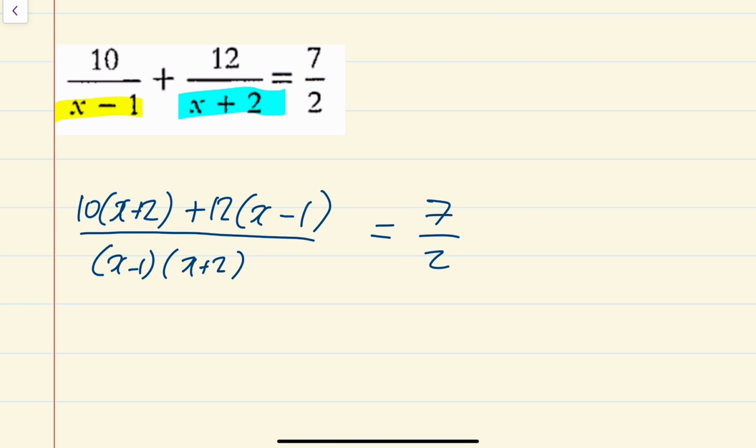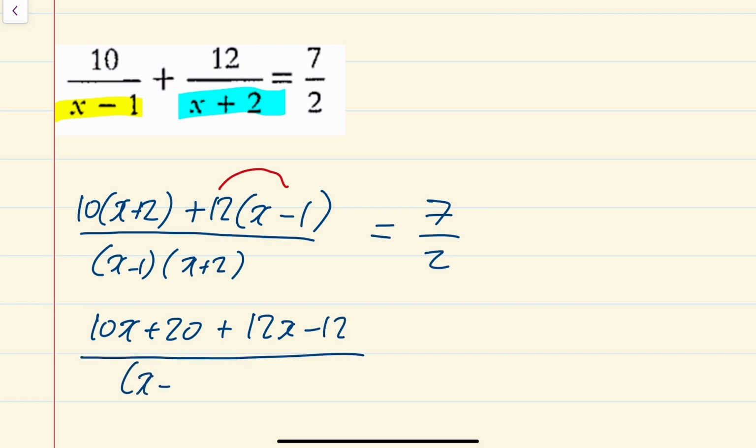Now, if you've got one, I would definitely tidy up the top line first. So it's going to be 10x plus 20 plus 12x. And be very careful with this wee multiplying. This is the one that people get wrong. So 12 times a minus 1, that's going to be minus 12. Okay, and I'll leave my bottom line, x minus 1, x plus 2, equal to 7/2.